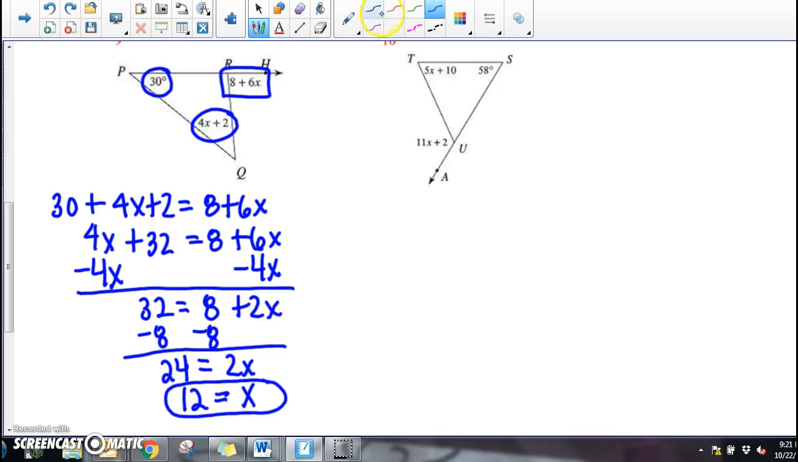Now let's just check that. So I'm going to use a different color here to check this. If I take 12 and substitute back in, 8 plus 6 times 12, well, 6 times 12 is 72, plus 8 is 80. 4 times 12 is 48, plus 2 is 50, and 50 plus 30 is 80. That's our two remote interior angles add up to our exterior.